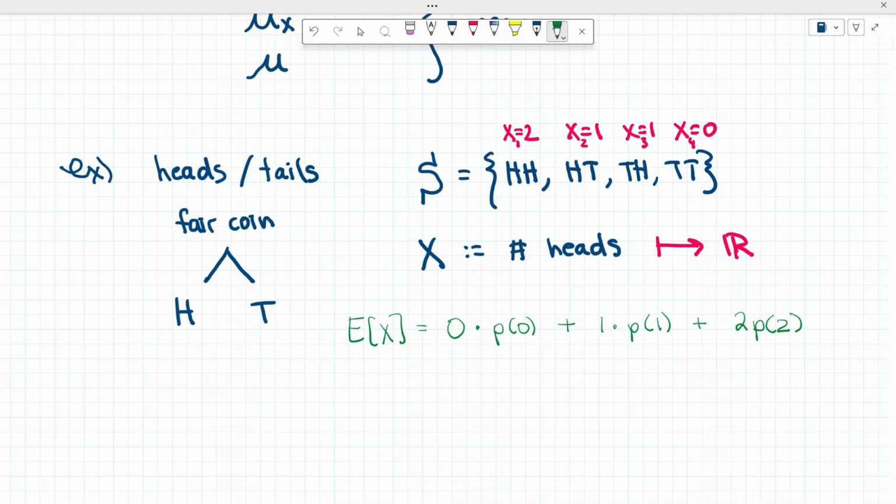Now let's go ahead and fill out what our probabilities are. So this equals 0 times 0.25 plus 1 times 0.5 plus 2 times 0.25.